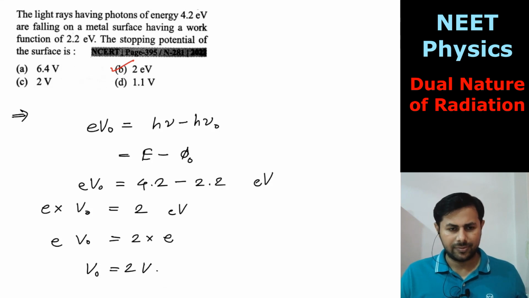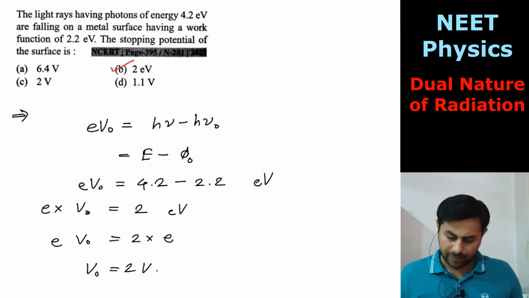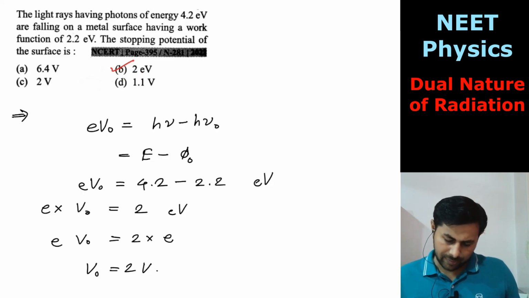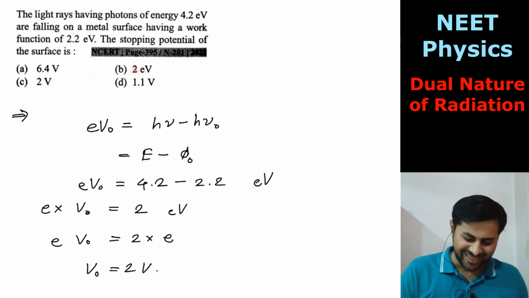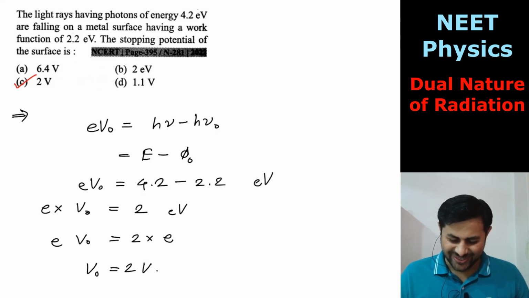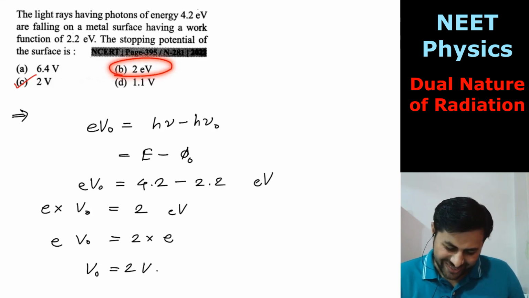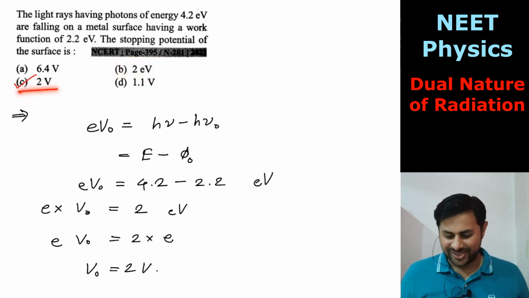Everyone? Okay, good. All right. Sir, yeah, tell me. Sir, the answer is 2 volts, so it must be option C now, sir. Oh, yeah, I just saw 2. Sorry. The answer is 2 volt. That's correct. Oh, they gave one option like this, 2 electron volts. Sorry. It is 2 volt, definitely.